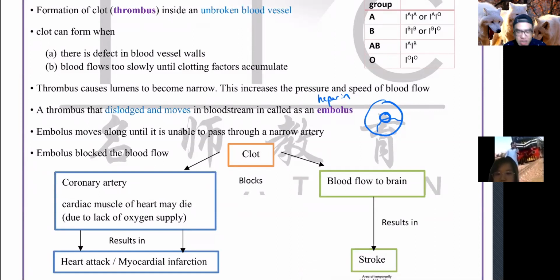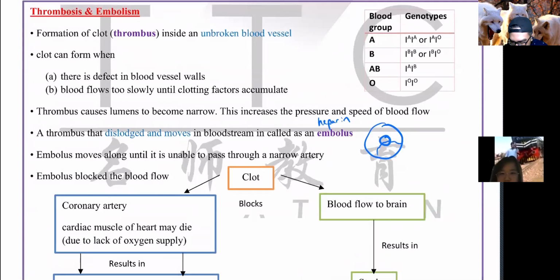So what's thrombus again? Thrombus is a blood clot. This thing is a thrombus. A blood clot is a thrombus. Embolus is a moving thrombus, put it that way. So if one piece breaks off, then it becomes embolus. That's why if you have serious blood vessel plaque issue, usually you need to take heparin every day. It thins your blood.